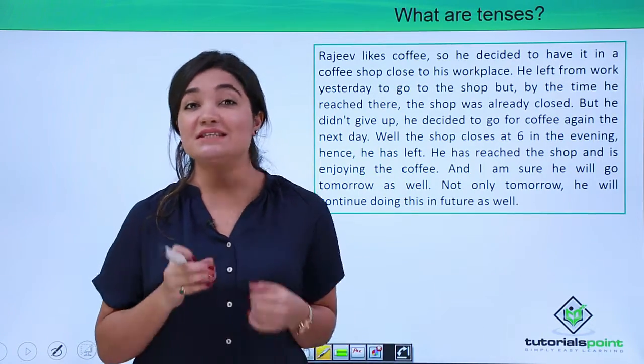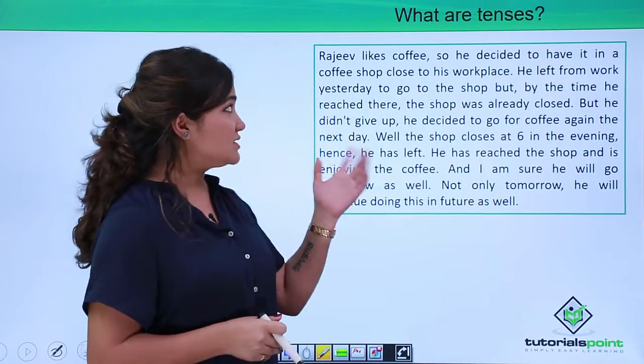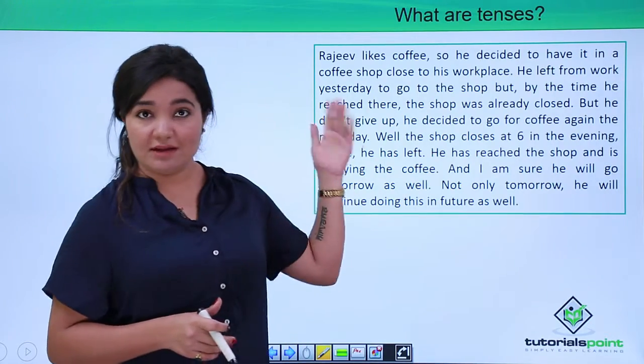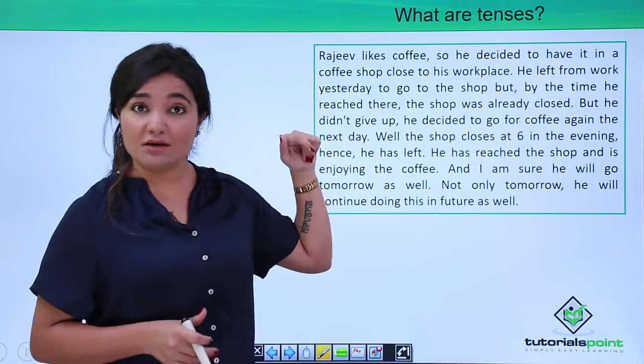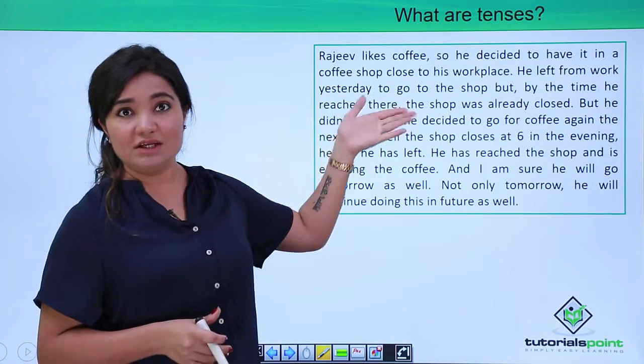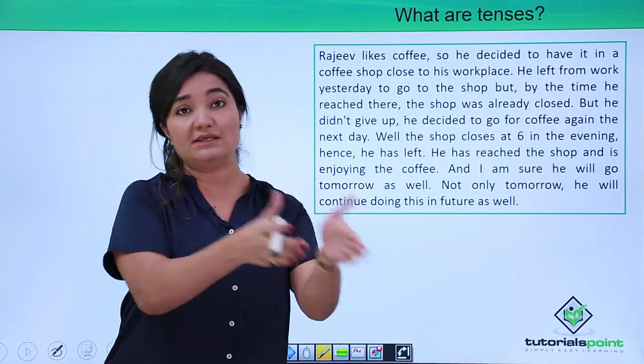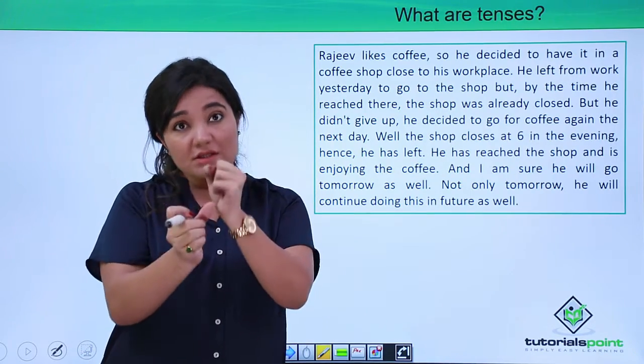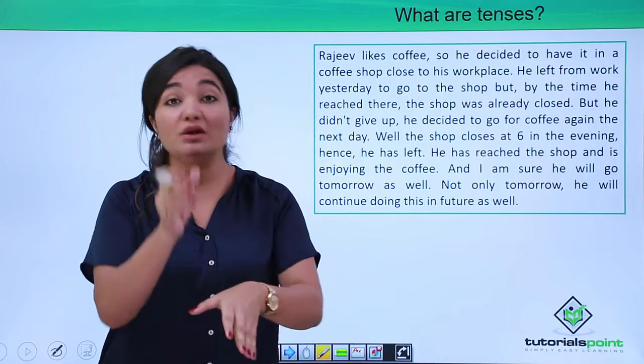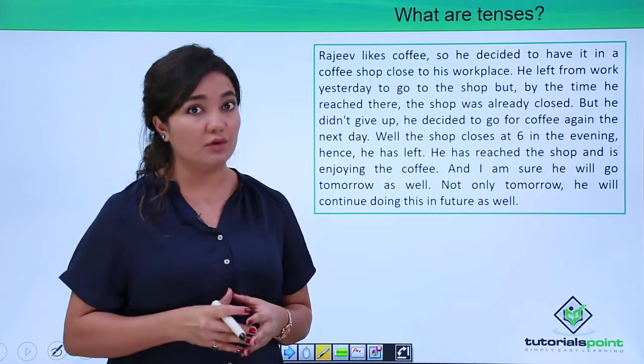So here is the secret that you're going to discover. Now see, Rajiv likes coffee. So here, there's a verb in this sentence, right? Likes is the verb. But what is the root verb of likes? Likes is a converted form of a verb, right? So like is the root form of the verb.